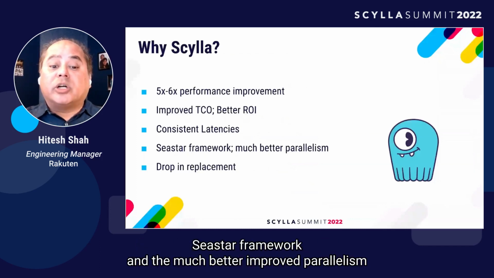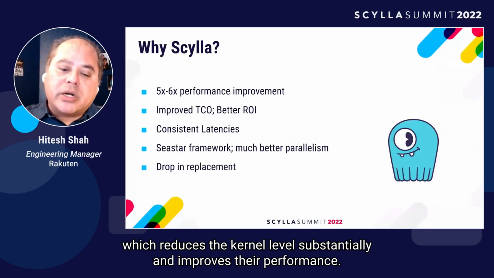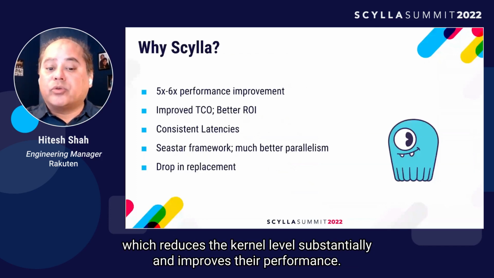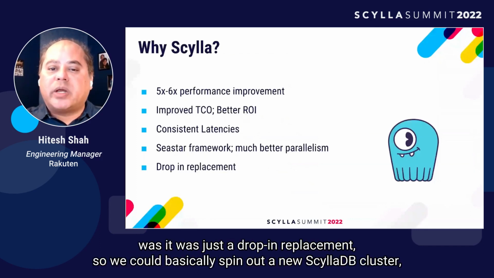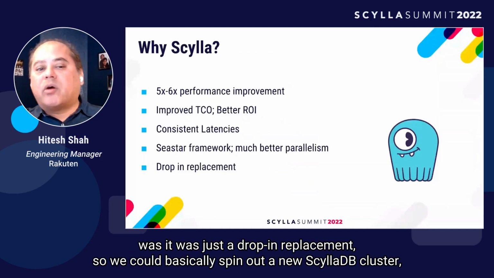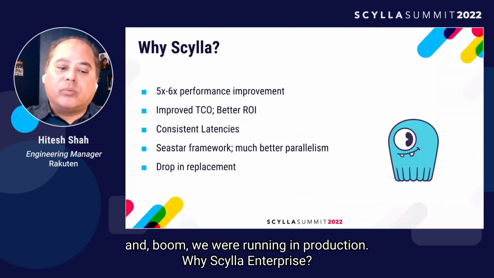And the much improved parallelism, where basically the shared-nothing architecture, or shard-per-core approach, reduces the kernel level contentions substantially and improves your performance. And again, last but not least, one of the biggest advantages was it was just a drop-in replacement. So we could basically spin up a new Scylla cluster, migrate our data, and start pointing our application to Scylla, and boom, we were running in production.